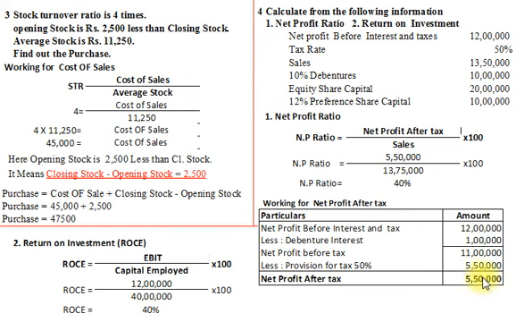Now let us put the data in our formula. 5,50,000 divided by sales 13,75,000 multiplied by 100. So finally we get net profit ratio 40%. Okay. Now second requirement, return on investment, that is nothing but our return on capital employed, and our formula is EBIT upon capital employed multiplied by 100. EBIT is readily available, that is net profit before interest and tax rupees 12 lakh.